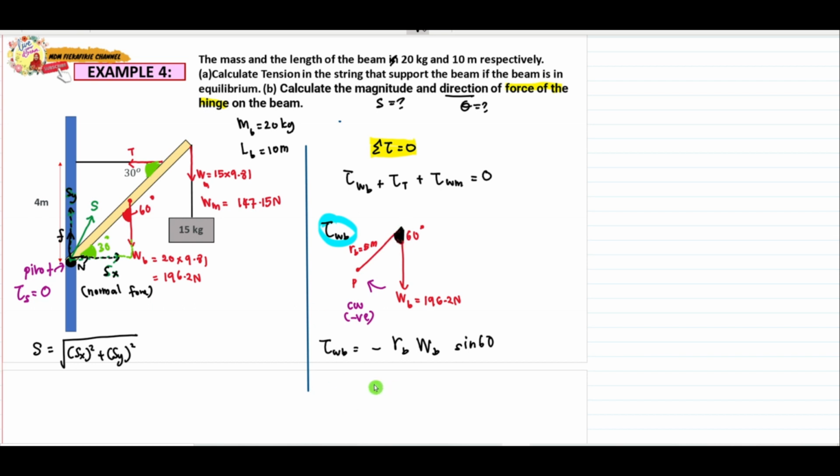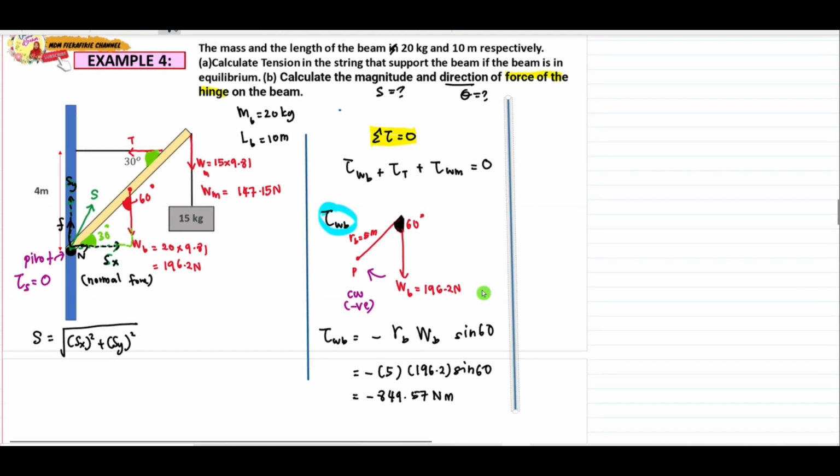Okay, so kita boleh terus masukkan dalam kita punya calculation where RB is 5, WB kita dah kira tadi, sin 60 degree. So it is equal to negative 849.57 Newton meter. Okay, so kita dah selesai yang itu. Okay, let's say kita nak proceed untuk kira torque due to tension T.